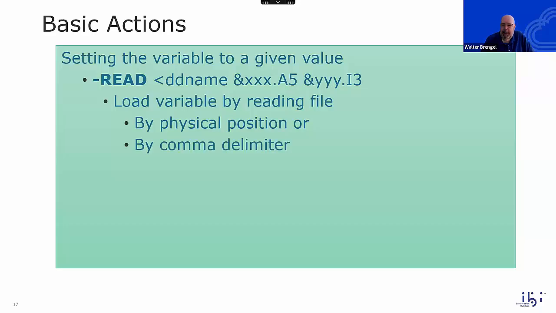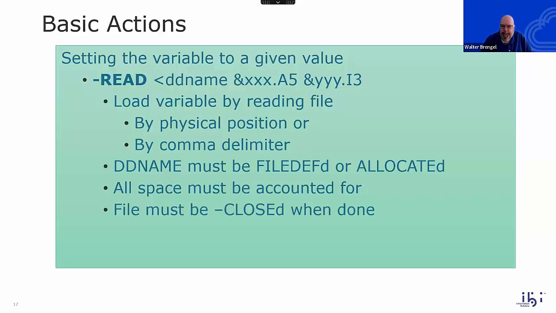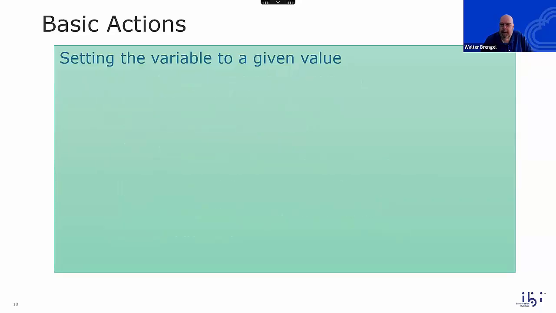We can also read a comma delimited file. And as I said, the DD name must be file def'd or allocated. All space must be accounted for. So if I have spaces between my values, I need to then put in something just to account that I want to skip over a certain number of spaces. And then we have to dash close the file when we're done.